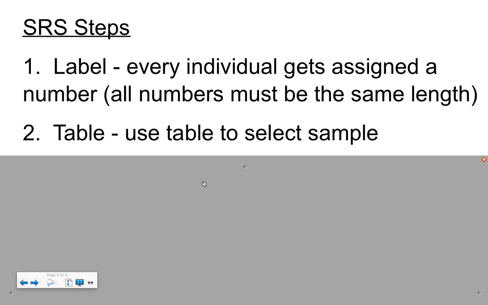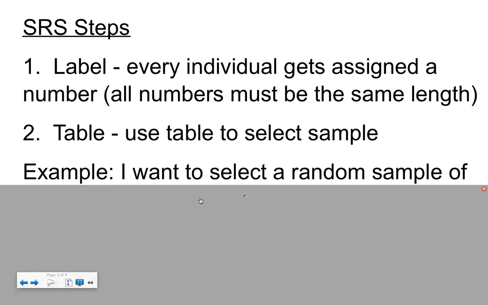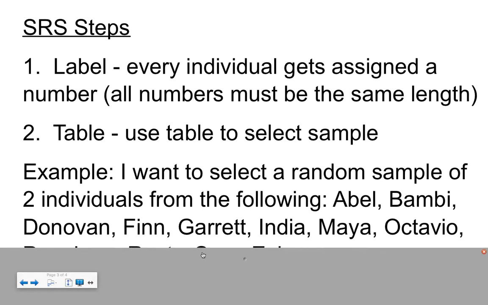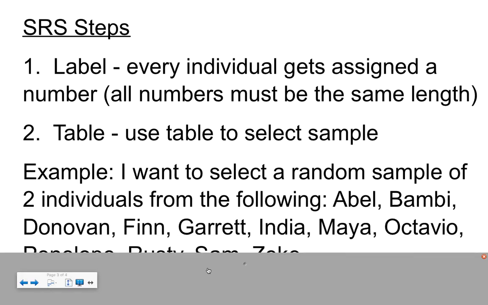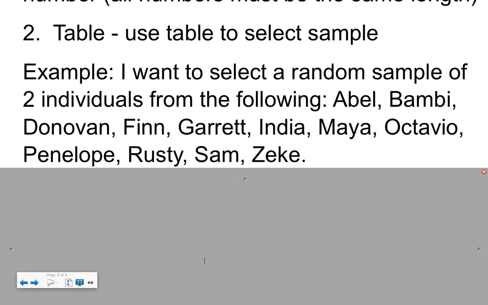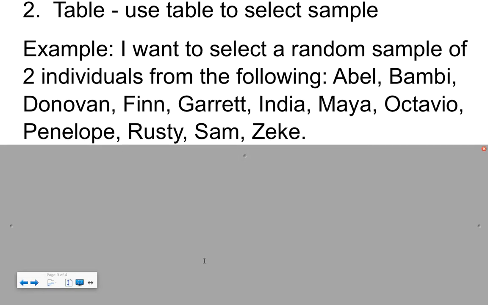The next step is to use your table to select your sample, and we'll look at how that is done here. So, example: I want to select a random sample of 2 individuals from the following list of people. Notice we have 1, 2, 3, 4, 5, 6, 7, 8, 9, 10, 11, 12 people in this population, and I'm going to select 2 of them.